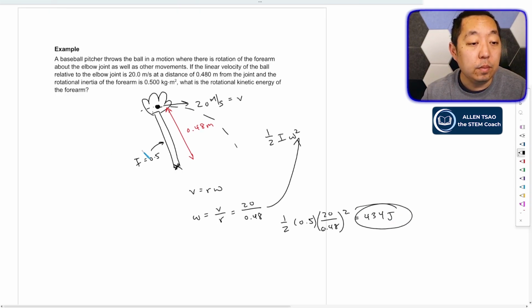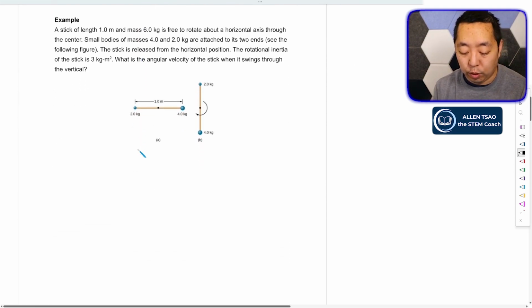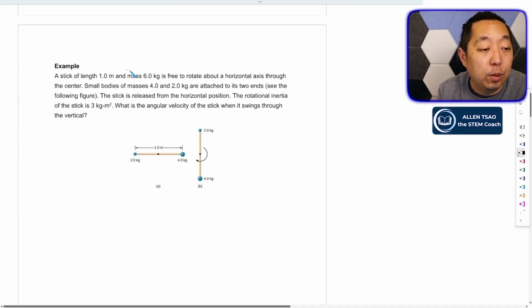Okay, let's look at an example where we use the work-energy process. So that was a calculation of kinetic energy. Let's see where we use maybe the work-energy process.